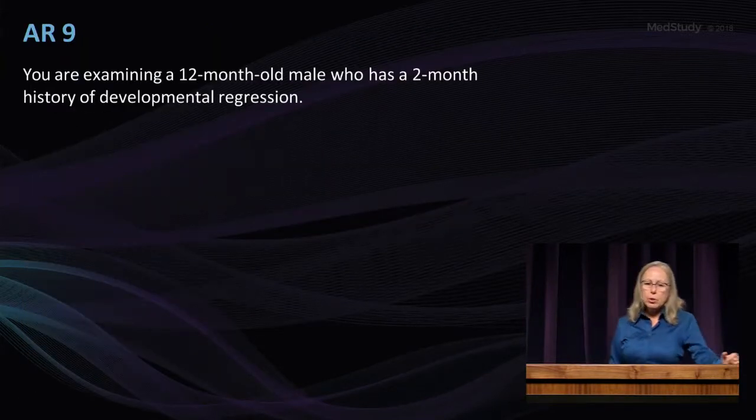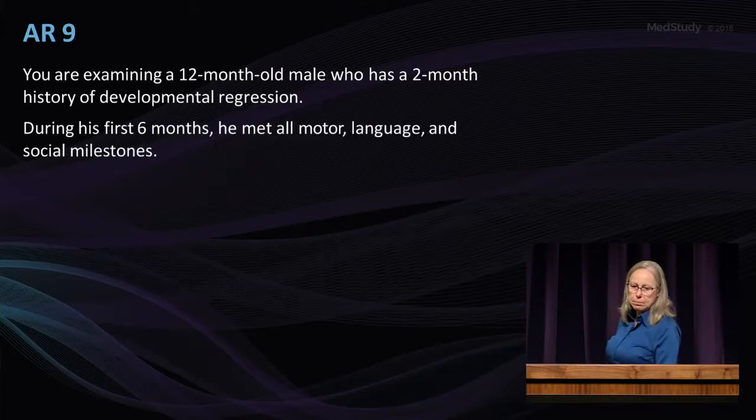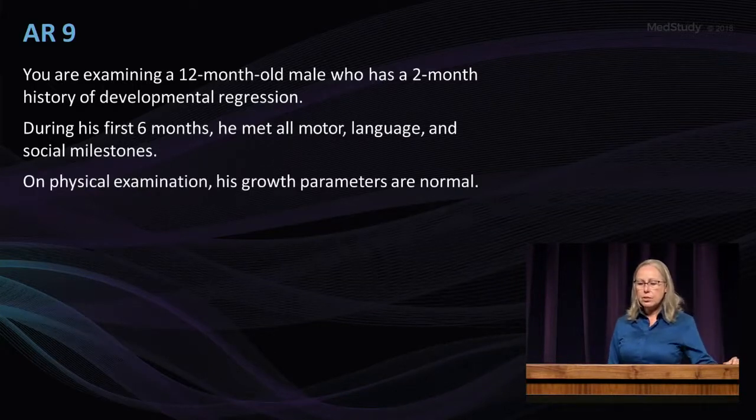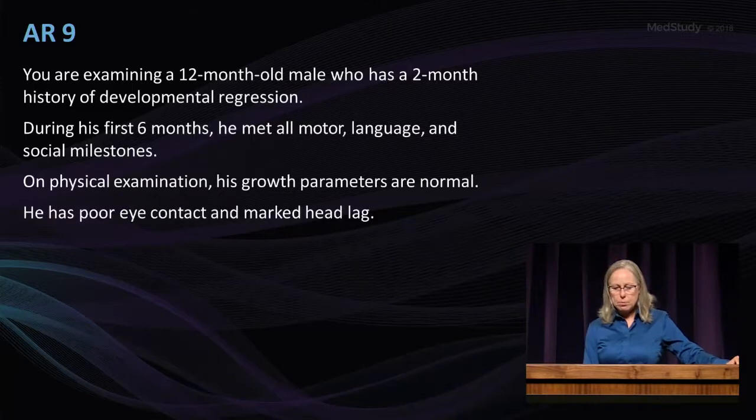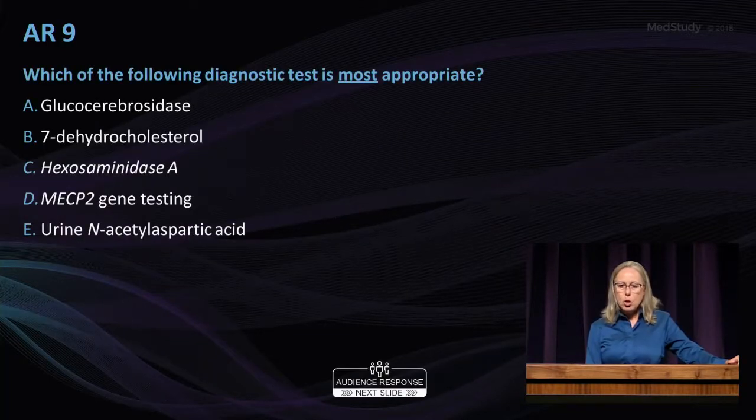All right, examining a 12-month-old male who has a 2-month history of developmental regression. During his first 6 months, he met all motor, language, and social milestones. On physical exam, his growth parameters are normal. He has poor eye contact and marked head lag. There's no organomegaly or other physical findings. Which of the following diagnostic tests is the most appropriate?